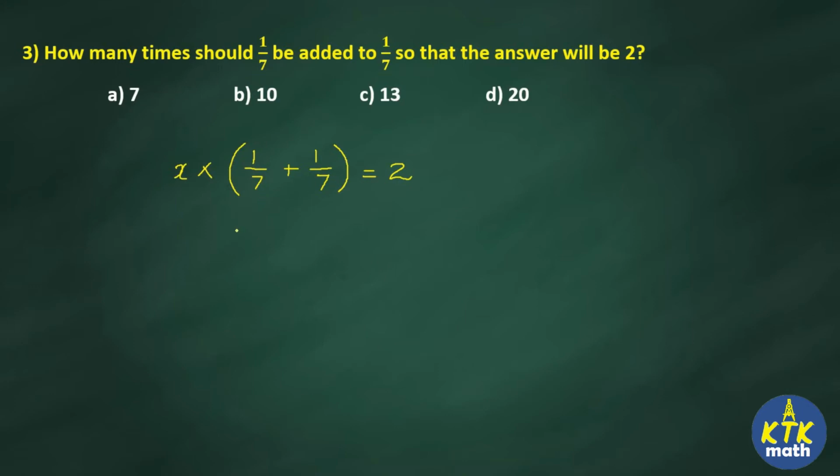Clear? Now what is 1 by 7 plus 1 by 7? Like fractions only, we can add the numerator. So 2 by 7 is equal to 2. Now I need only the x value.